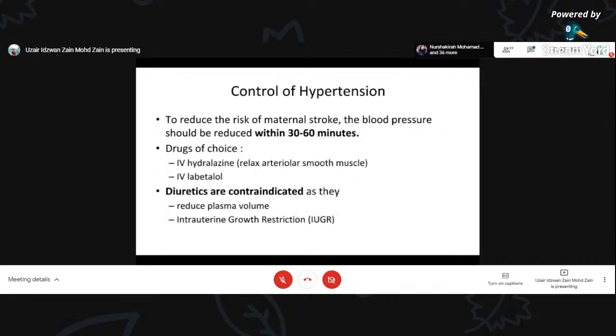That's all. So control of hypertension, I've already told you in preeclampsia, but also in eclampsia, this is one of the medications. Kalau in preeclampsia medication alone, usually you just give oral lah, oral labetalol or oral nifedipine. So if patient has eclampsia, you will change your medication into IV hydralazine or IV labetalol. So untuk cepatkan reduction of the hypertension. So diuretics are contraindicated.